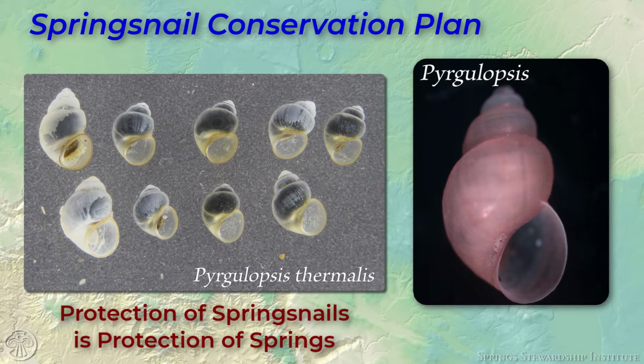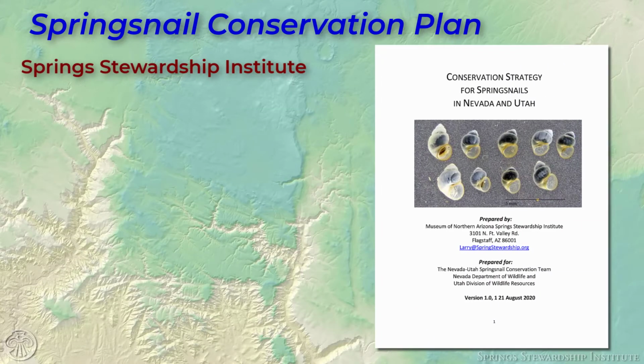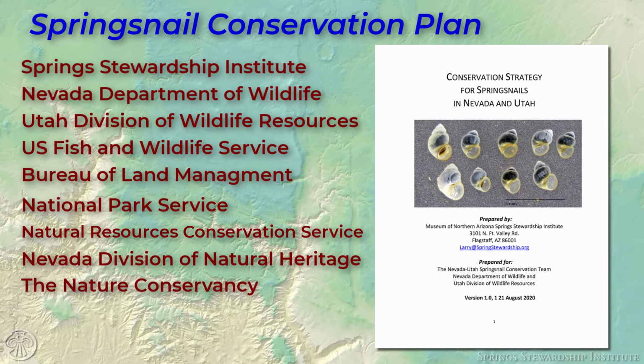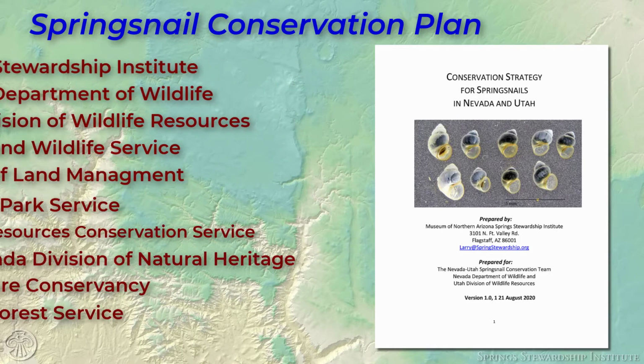And the decline of valuable springs habitat has led the U.S. Fish and Wildlife Service, state wildlife agencies, and other NGOs to invoke protection of some species of spring snails under the Endangered Species Act and state statutes. In 2018, the Spring Stewardship Institute collaborated with Nevada Department of Wildlife, the Utah Division of Wildlife Resources, Fish and Wildlife Service, and numerous other NGOs and state and federal agencies to initiate the development of the Springsnail Conservation Strategy for states in Nevada and Utah to better manage and protect 103 spring snail species and their ecosystems.